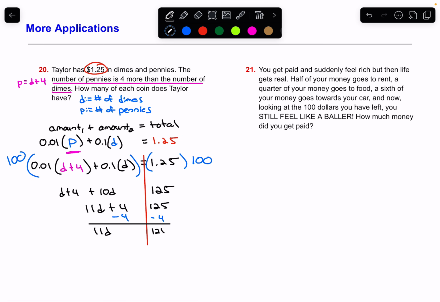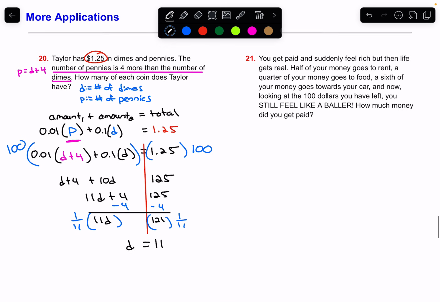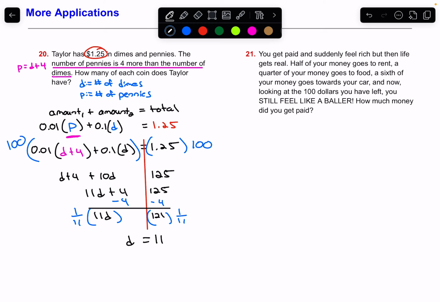11D is equal to 121. If I multiply both sides by 1 over 11, or divide by 11, this is going to give me that D is equal to 11. No calculator needed there. All right, and so now we need to find the amount of the other coin we have. We have 11 dimes, but it says the number of pennies is 4 more than the number of dimes. So I have this equation from way up top that P is equal to D plus 4. All I did was copy it from up here. So if P is equal to D plus 4 and I plug in D equals 11, that is going to tell me that P is equal to 15.